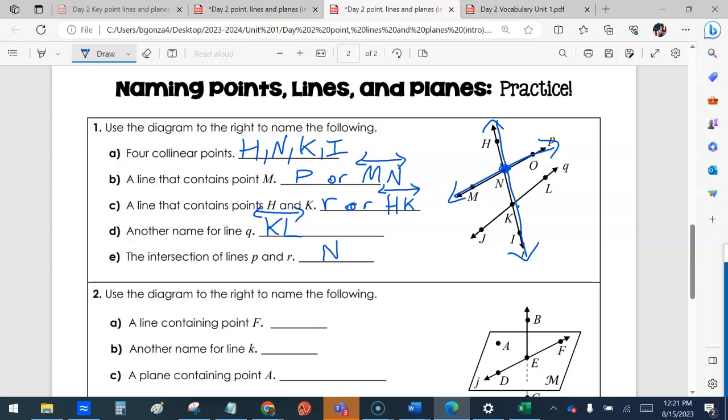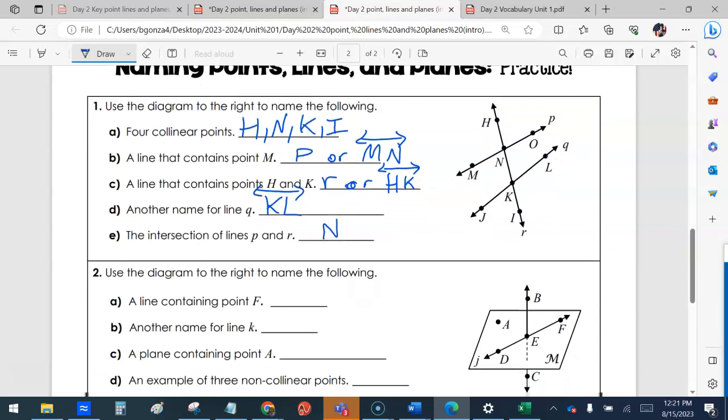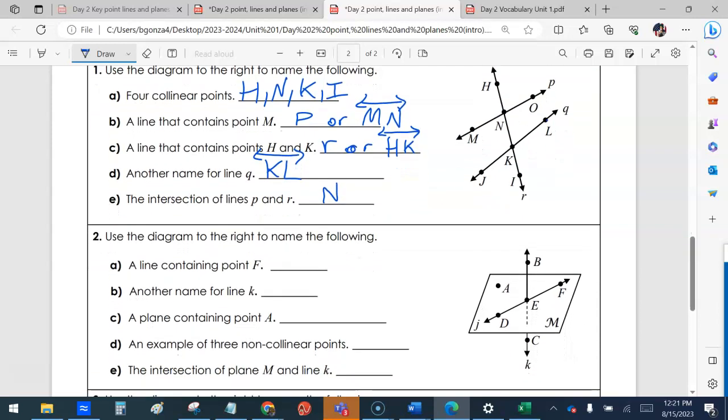All right. I want to see if y'all can do some of these next ones. So I'm going to give you 5 minutes on number 2. Go ahead and try number 2, A through E on your own. We'll go over them in a minute, okay?